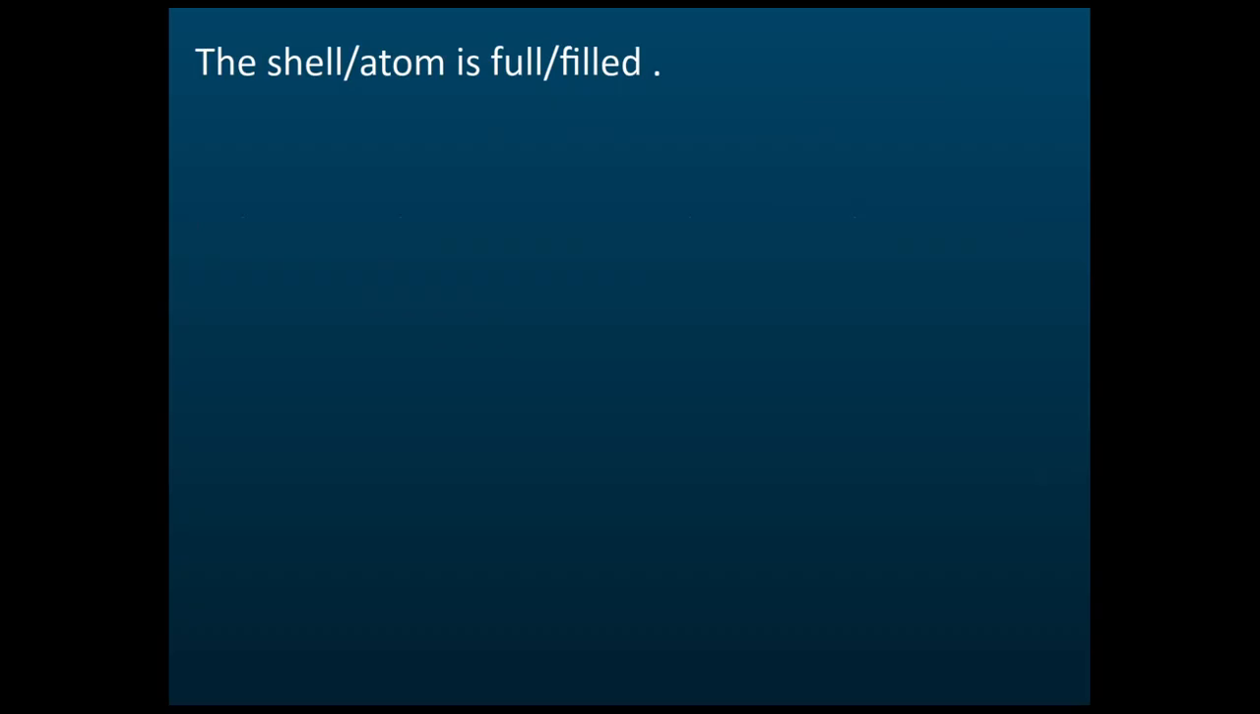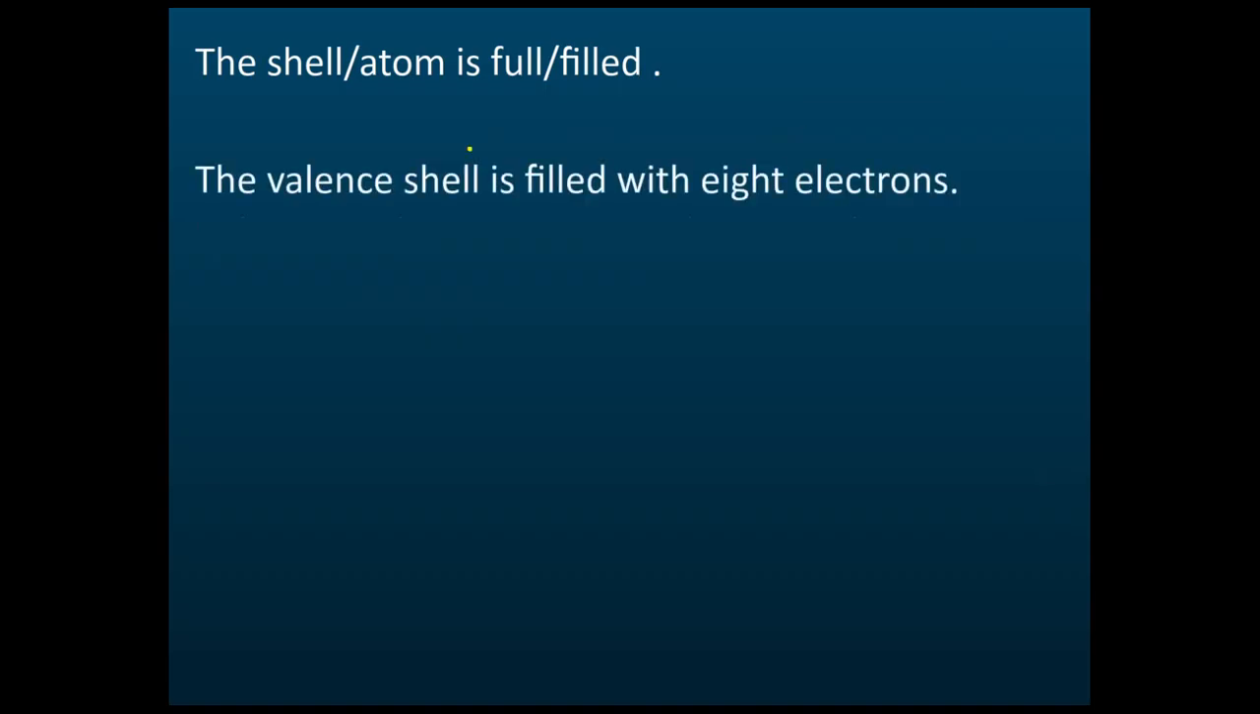Okay, the shell or atom is full or fully filled with electrons. This one is when you want to explain why an atom is stable. Hui Cheng says valence shell. Okay, that's correct. You shouldn't say the shell. It's the valence shell. It's filled with 8 electrons.